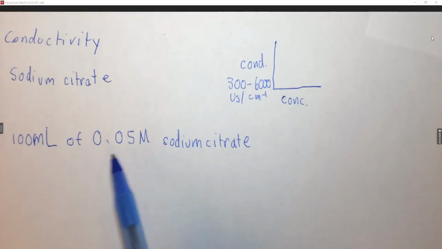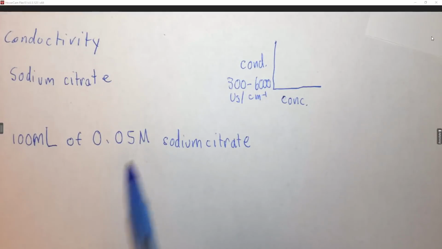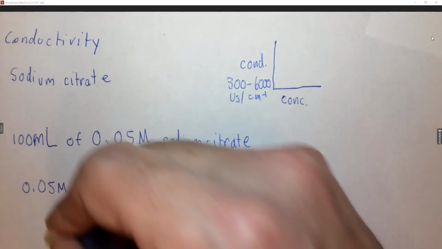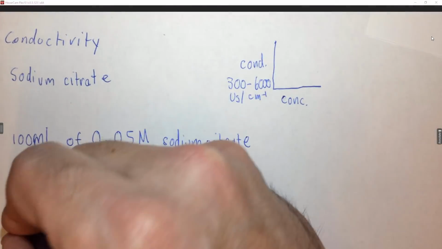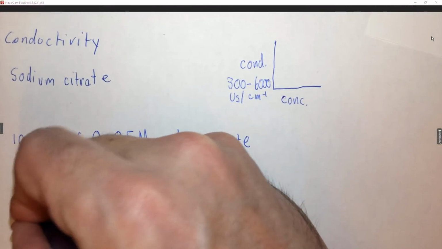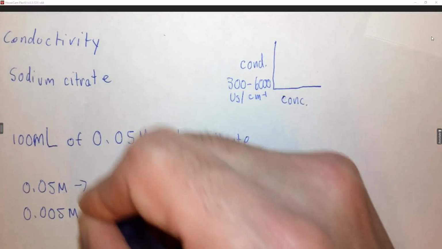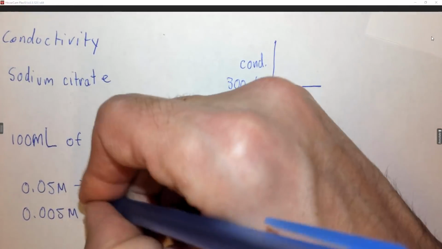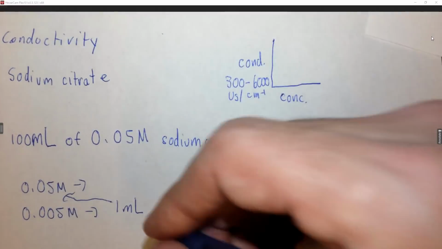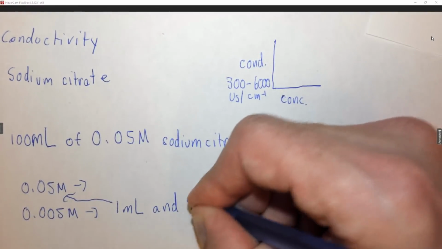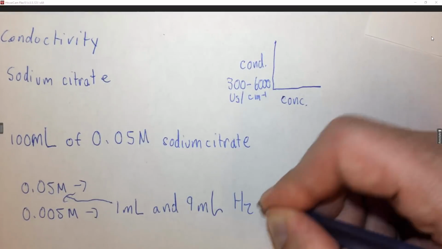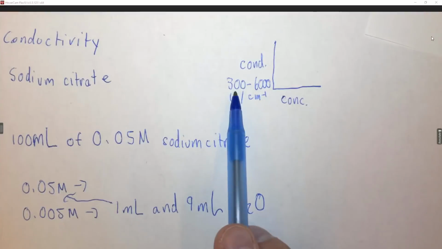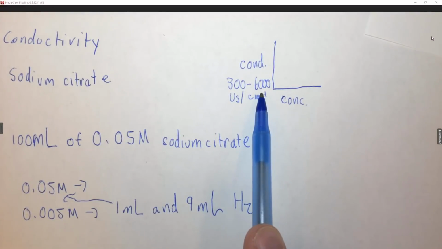Again, once you have this, measure the conductivity. So let's say you would start with 0.05 molar. Measure the conductivity. Then you would dilute it 1 in 10, 0.005 molar. Measure the conductivity. To make this, you take 1 milliliter of the 0.05 and 9 milliliters of water. So you could dilute it by 10. Repeat until you get a conductivity between 300 and 6,000.